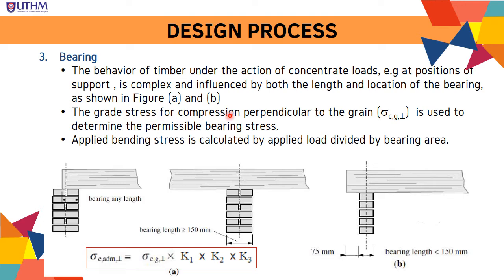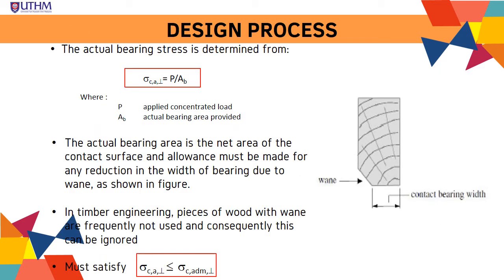The grade stress for compression perpendicular to grain is used to determine the permissible bearing stress. So the formula is grade stress of compression perpendicular to grain times K1, K2, and K3. The actual bearing stress is determined by this formula: the actual bearing stress is equal to P over A. P is the applied concentrated load and A is the actual bearing area.